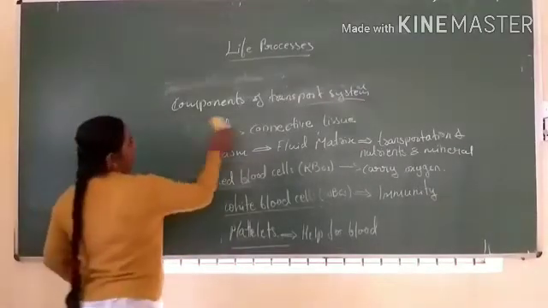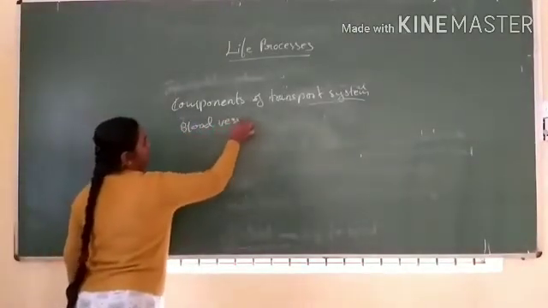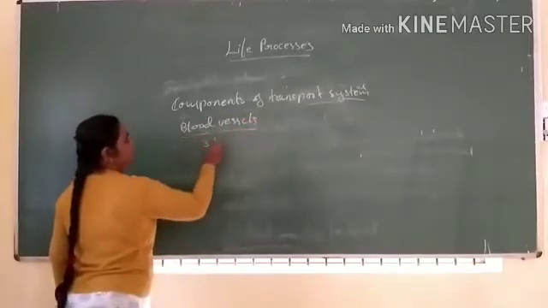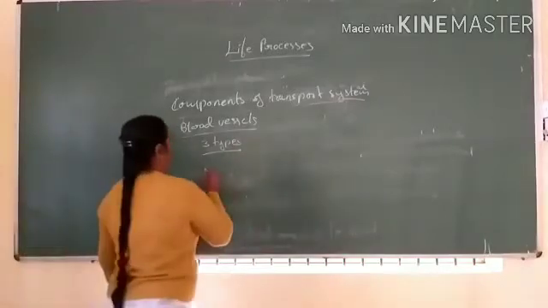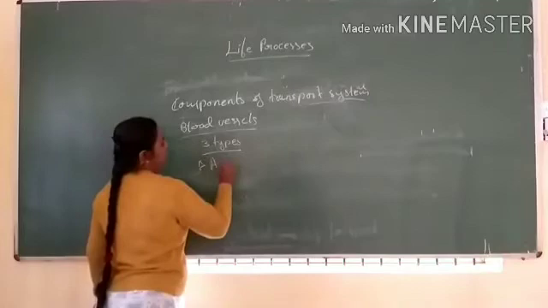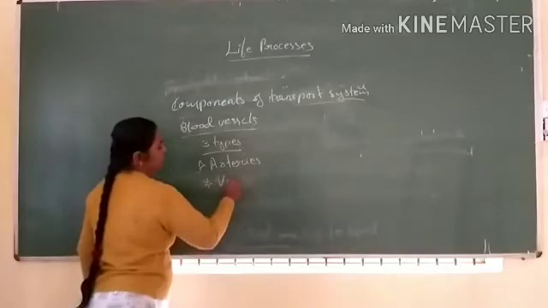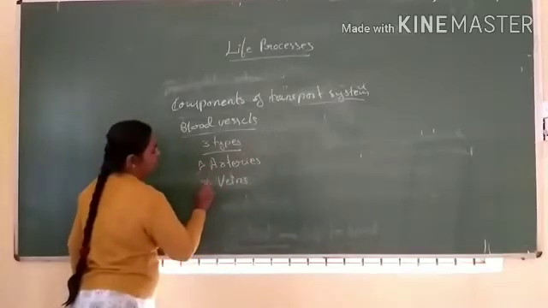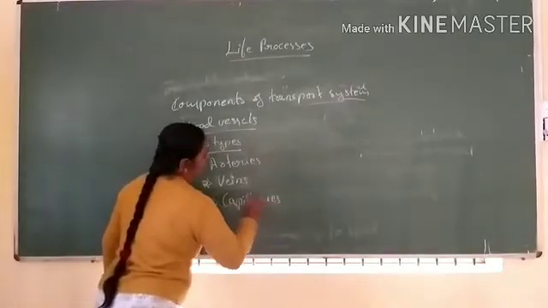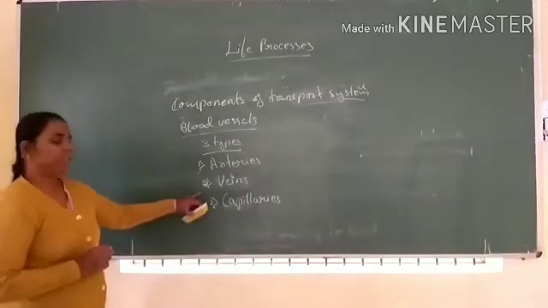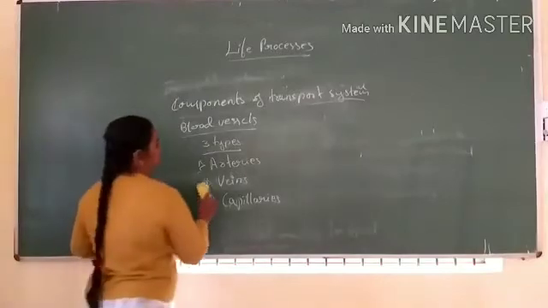And next is the blood vessels. There are three types of blood vessels. So we will study these three types of blood vessels in comparison. They are the arteries, the veins, and the capillaries. These are the three types of blood vessels which help in the transportation of the materials. We will study all these three in comparison.